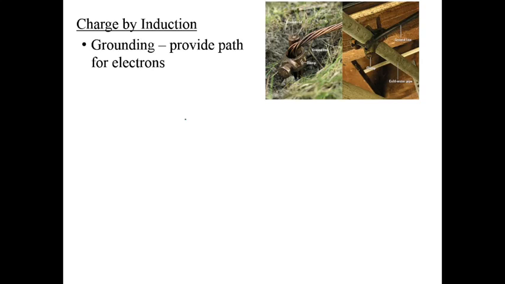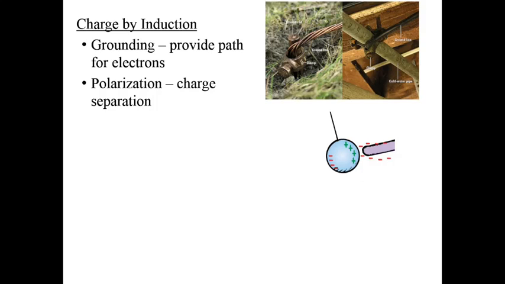All right, let's go on to polarization. Polarization is charge separation. Now, in order to have a charge separation, you do need a charged object. So in order to separate the charges on this object here, the sphere, we do need to bring another charged object near it. In this case, we're using the example of a negatively charged object coming near this neutral sphere.